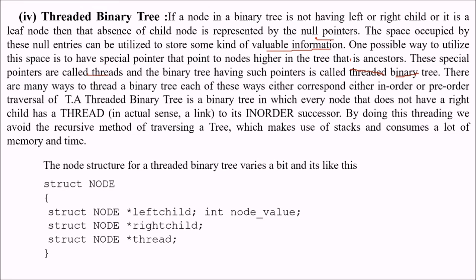So there are many ways to thread a binary tree. Each of these ways corresponds to an in-order or pre-order traversal of T. A threaded binary tree is a binary tree in which every node that does not have a right child has a thread. In actual sense, it is a link to its in-order successor. So the thread will have a link to the in-order successor.